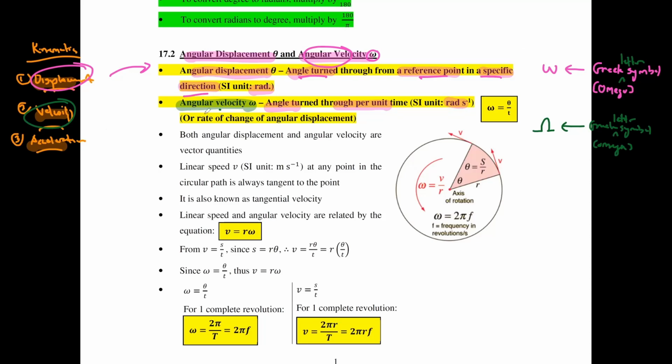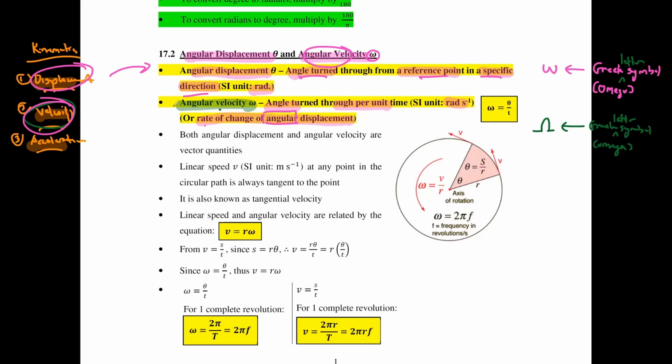It is also correct to define angular velocity as just the rate of change of angular displacement, much like you did for velocity. Velocity last time you defined as rate of change of displacement, but for angular velocity, omega, you are also correct to define it as rate of change of angular displacement. You just need to add the term angular.